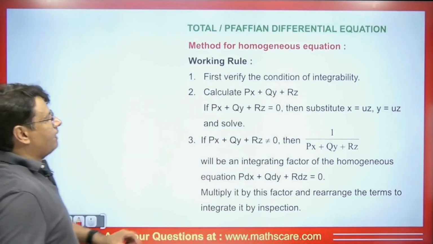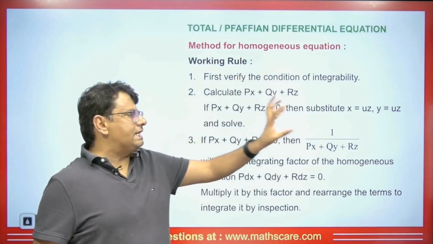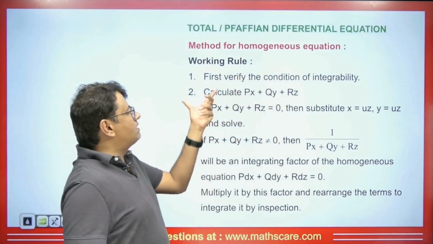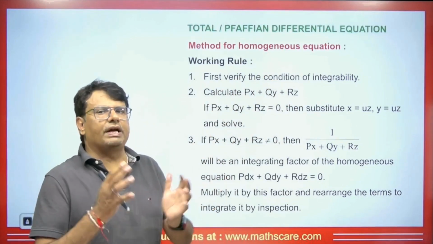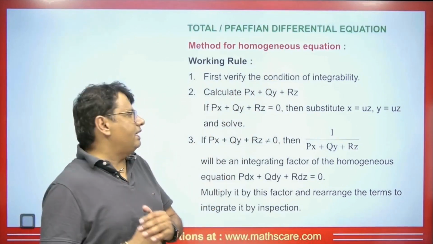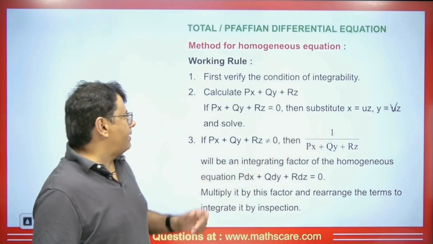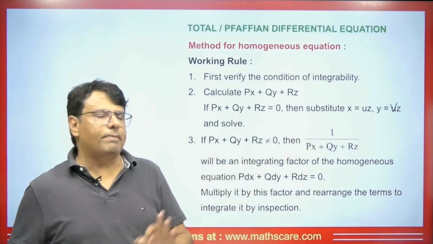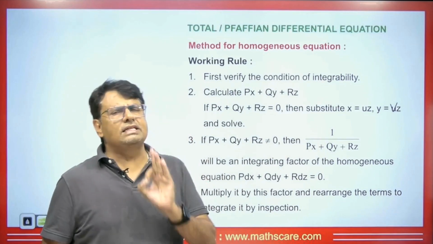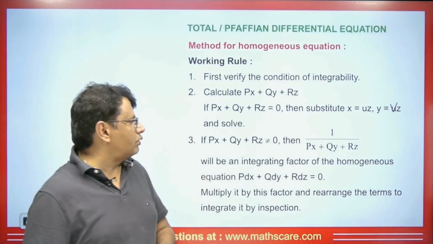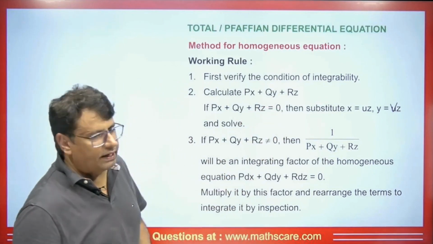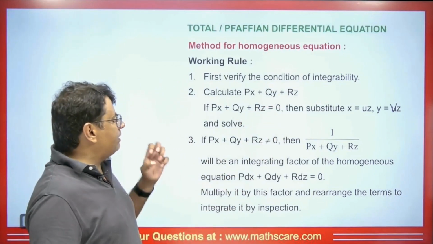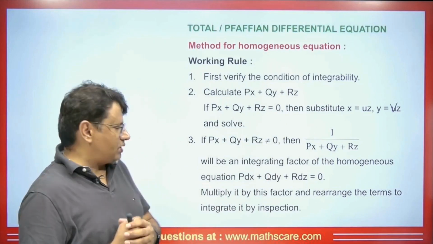After that, what do we do? We calculate the value of Px plus Qy plus Rz. If this is becoming 0, then we can solve this directly here. It means we don't need to find the integrating factor. How do we solve it? Firstly, we will check if Px plus Qy plus Rz equals 0. If it's equal to 0, then we don't need to find the integrating factor. We will put x is equal to uz and y is equal to vz. Then we will solve it. I will tell you what the process is.